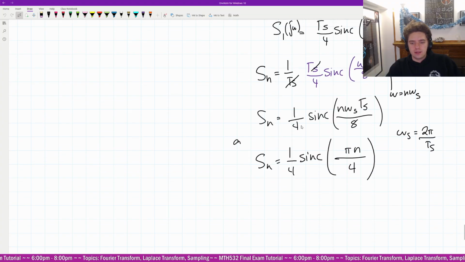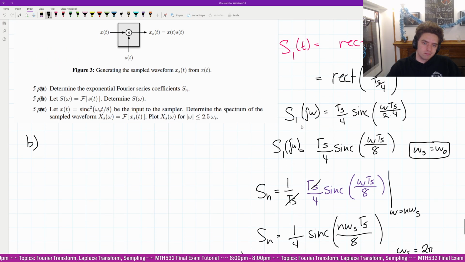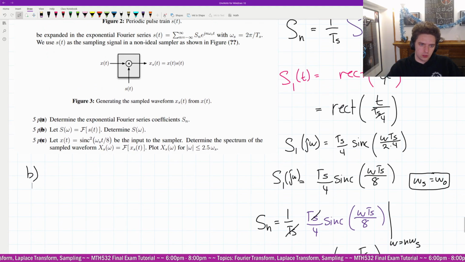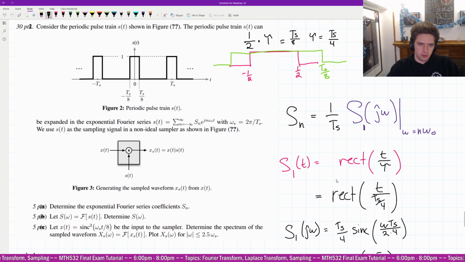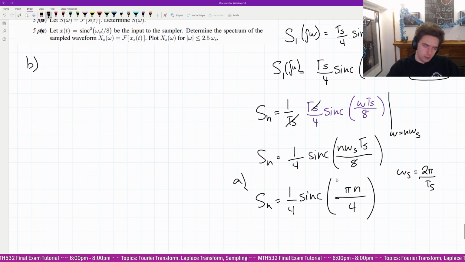Okay, so we found A. That's my Fourier series coefficients. For B, we've got to find the Fourier transform of the sampled periodic signal. Not too hard. Basically, there's a formula for it. I could derive this formula. It's really not that complicated. I'll just show you the formula.